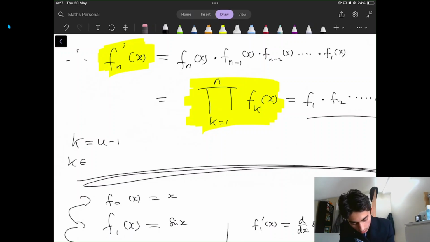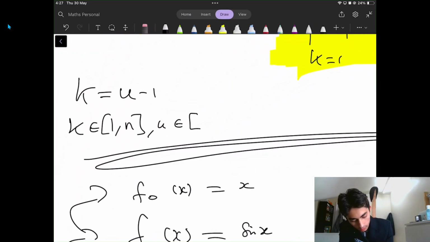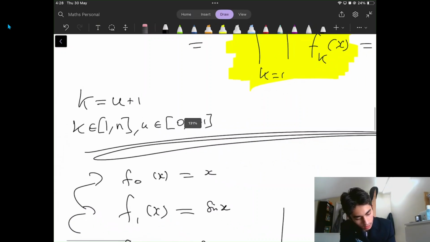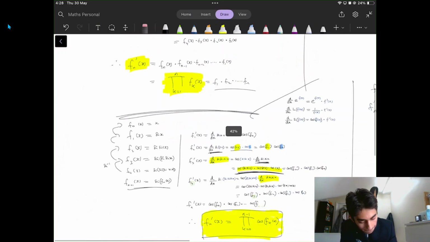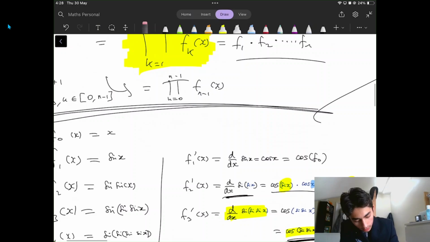Which means if k goes from 1 to n, then u goes from, let's see, if you let k equal u plus 1, sorry, u plus 1. If k is 1, then u will be 0, and if k is n, u will be n minus 1, right? So our pi notation can be written like this. Pi, instead of k going from 1 to n, we have u going from 0 to n minus 1. And instead of fk, we have f of n minus 1, right? Not u minus 1, sorry.